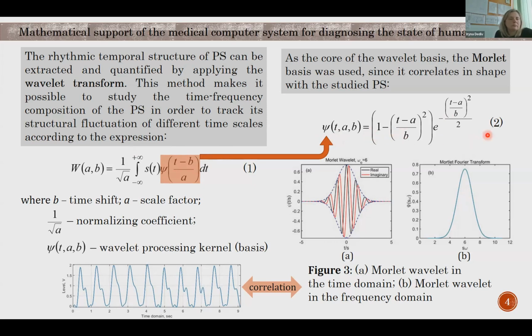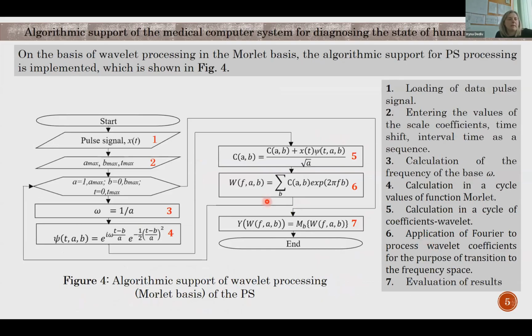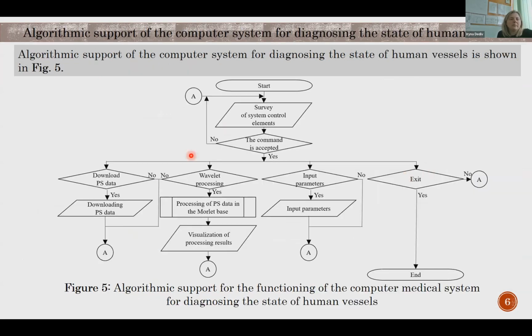Expression 2. The view of the Morlet basis function is shown in figure 3. On the basis of wavelet processing in the Morlet basis, the algorithmic support for pulse signal processing is implemented, which is shown in figure 4. Algorithmic support of a computer system for diagnosing the state of human vessels is shown in figure 5.